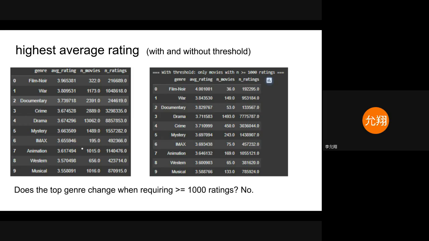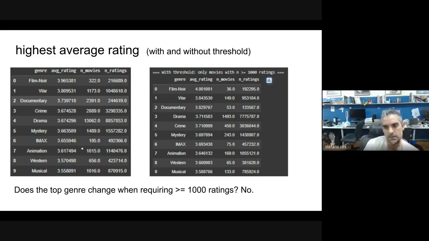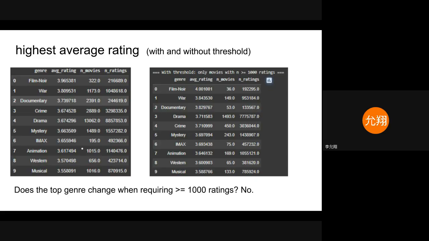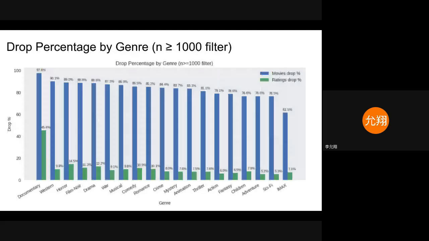And as you can see, the top genre overall is film noir, both before and after the threshold. So the ranking did not change when we required at least 1,000 ratings. A few other genres move around a little, actually just 2, but the top position is stable. So I think the stability suggests that the highest ranked genres are not just an artifact of a few obscure titles getting extreme ratings. They persist even when we focus on broadly rated movies. Okay, next slide.